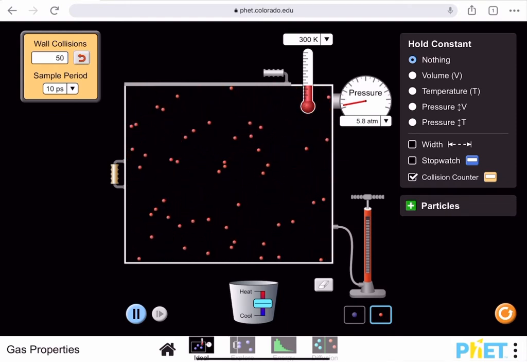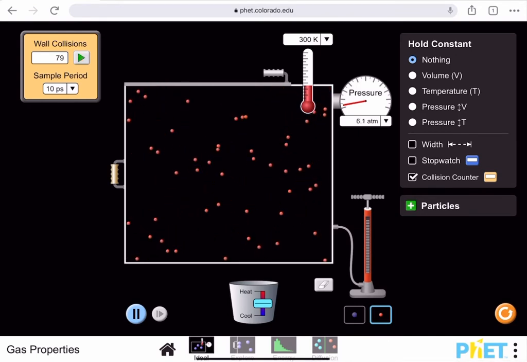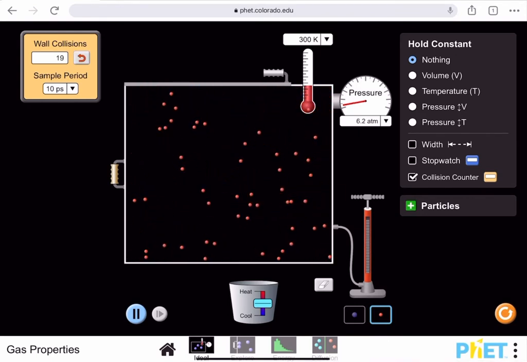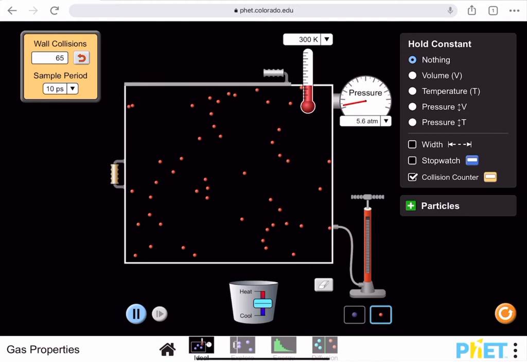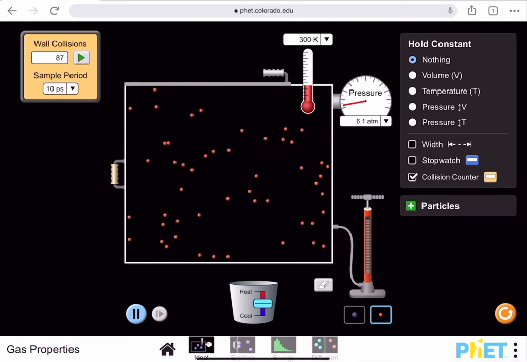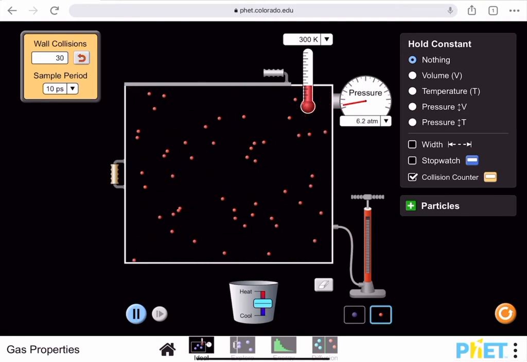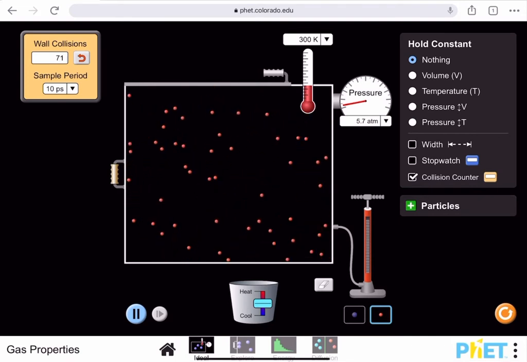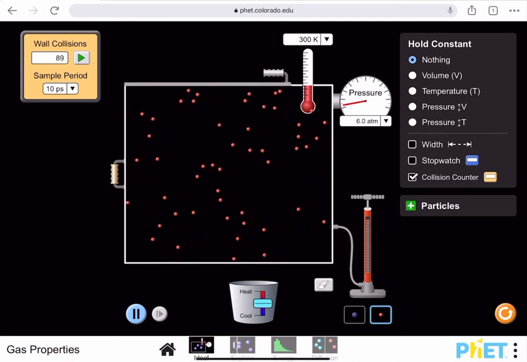Doing the same period of time, I've got almost 80 wall collisions. 80 again. 90. But when you look at the pressure, it's the same pressure.